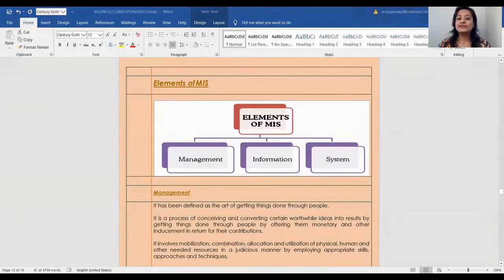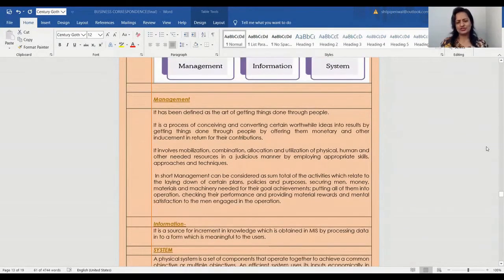This is your elements of MIS. MIS is basically your management information system, right? So we need to understand what management is, what information is, and what a system is. Let us take up all these three words separately and try to understand. Management. Now, what do you think is management? I think you would have done a lot about this probably in your business studies at school level. So what do you think is management?